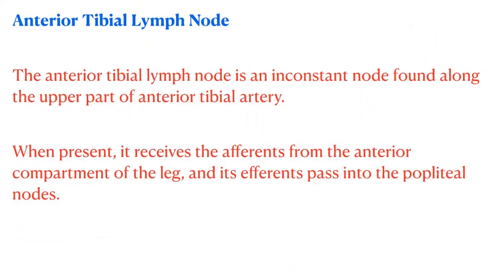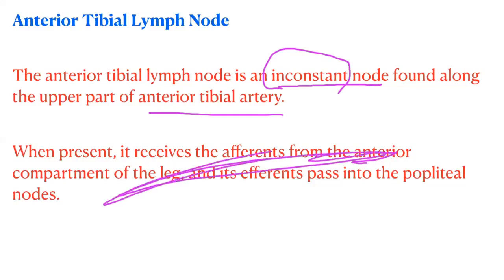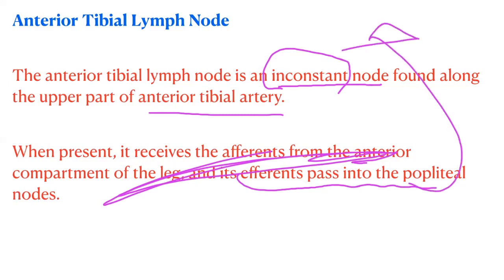Coming to the anterior tibial lymph node, it is an inconsistent node found along the upper part of the anterior tibial artery. Inconsistent means sometimes present and sometimes not. When present, it receives afferents from the anterior compartment of the leg, okay, and its efferents pass into the popliteal nodes, right? Again, it goes into the popliteal node, which ultimately goes into the deep inguinal lymph nodes.